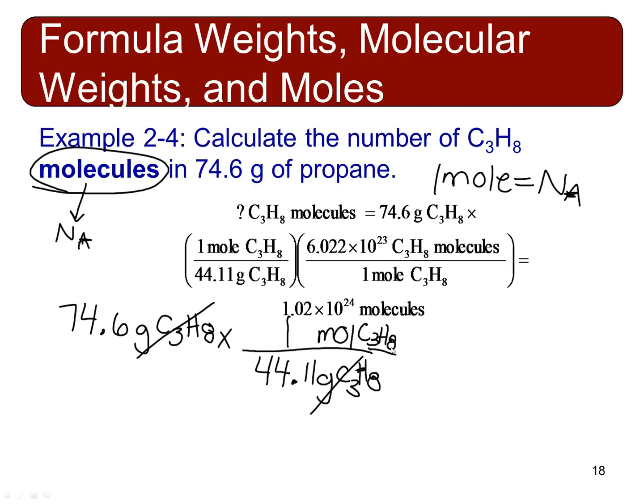Okay, so earlier, if we were just asked to find moles, we would stop here because we have moles left uncanceled in the numerator. But we're asked to go to molecules. So we know we have to go on another step, and we'll go ahead and write out our fraction here.